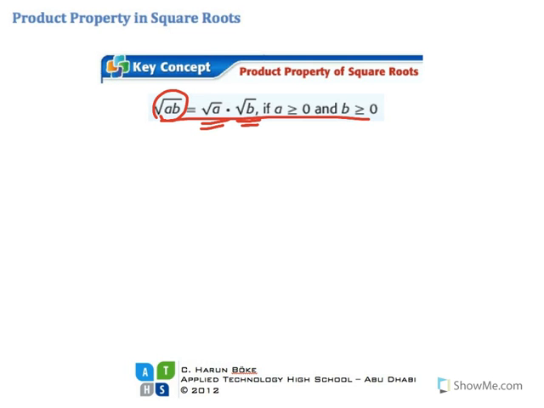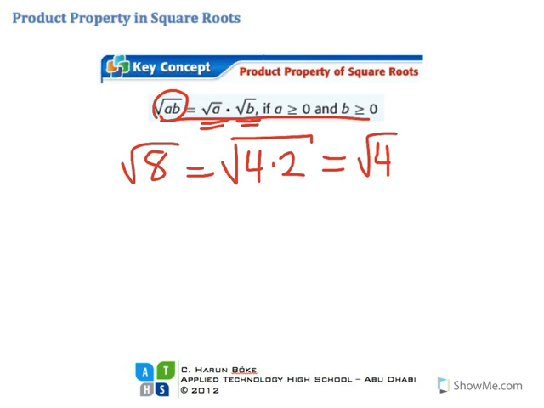This means, let's give an example. If you have the square root of, say, 8, you can say this is the square root of 4 times 2. So you can write it as the square root of 4 times the square root of 2. See, you can separate the square roots.